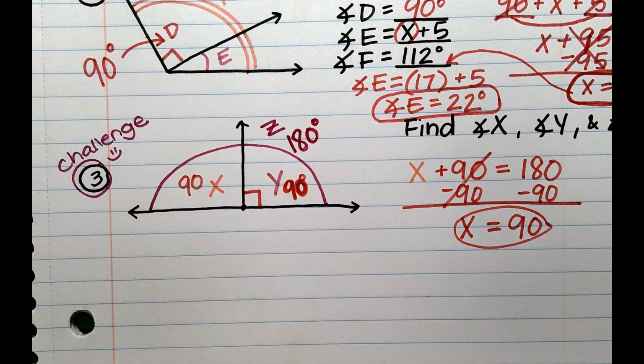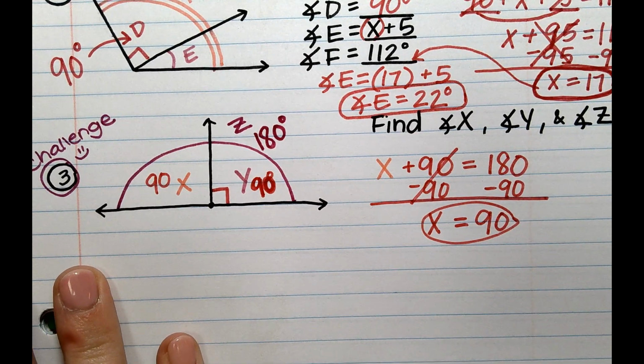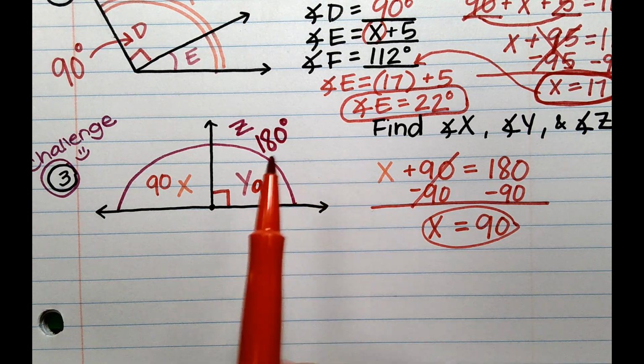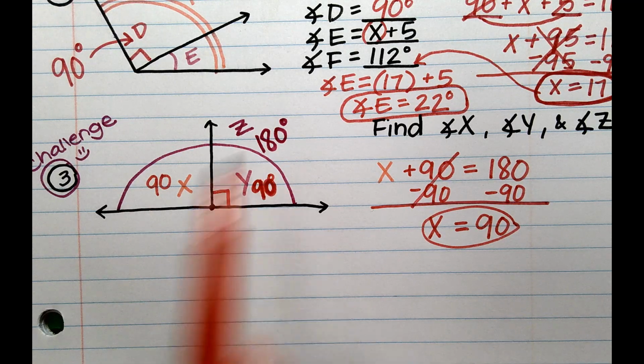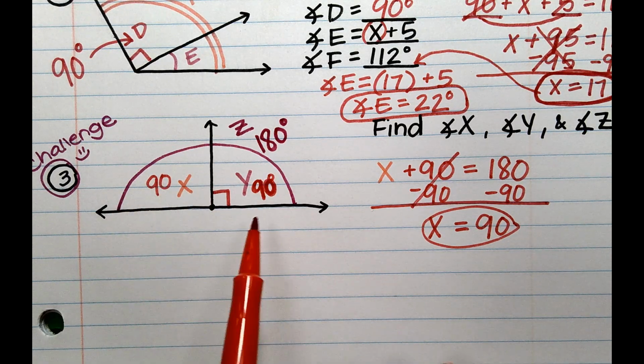Sometimes the ones that look the strangest end up being the shortest, easiest problems, as long as you know the information and you got your notes on you to look back and figure out those angle measures. 90 plus 90 is 180. So X is 90, Y is 90, Z is 180. And that was number 3.